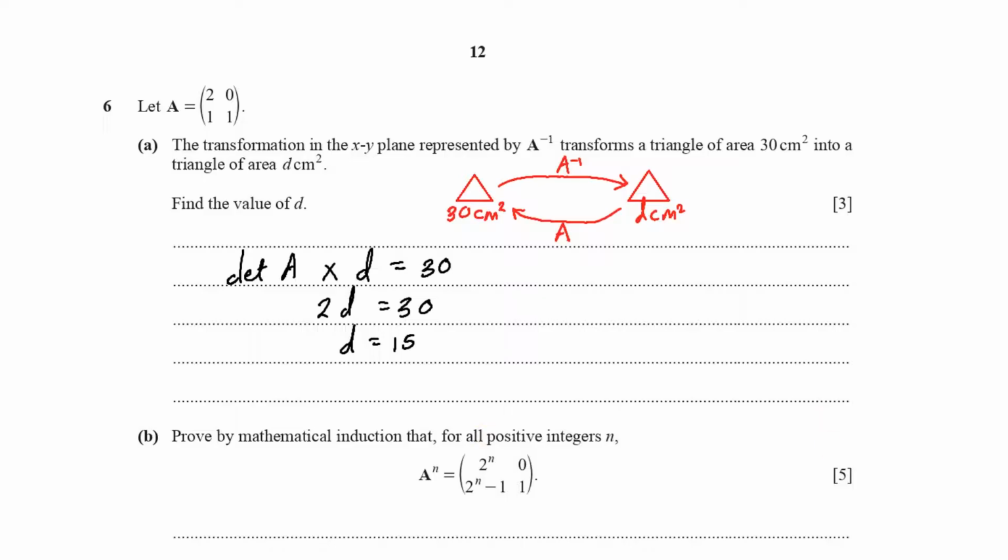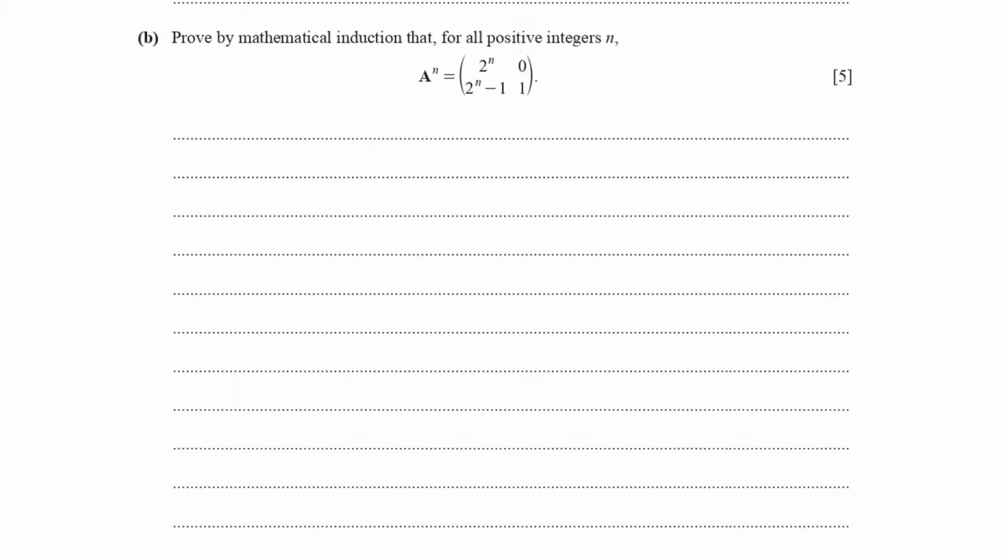Let's go on to part B. Prove by mathematical induction that for all positive integers n, A to the power n is equal to the matrix 2 to the power of n, 0, 2 to the n minus 1, and 1.